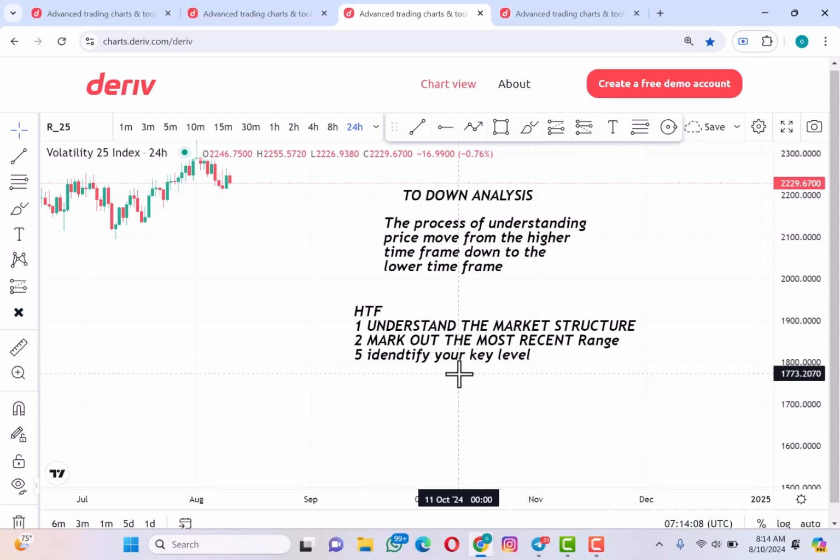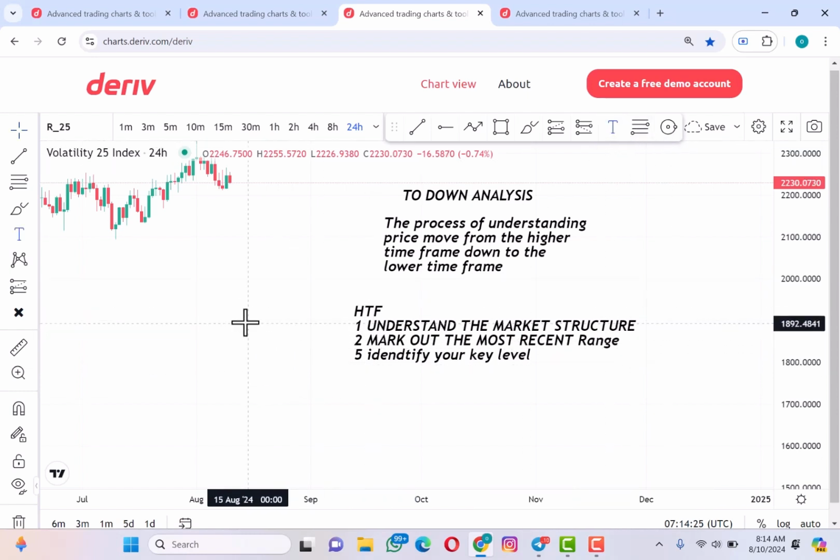Now identify your major key levels. What are your major key levels? They are your supply level, your demand level, order block region, or what people will call support and resistance at some point, so that you will know where reactions can take place. Once you have been able to do that, the next thing you want to do is to go down to the lower time frame.